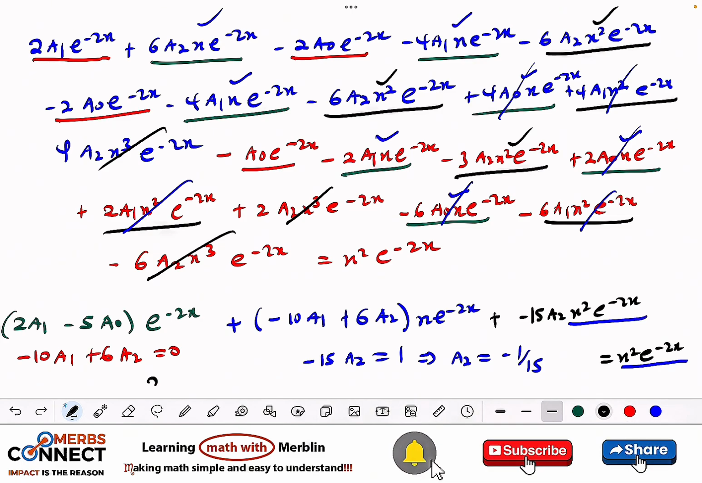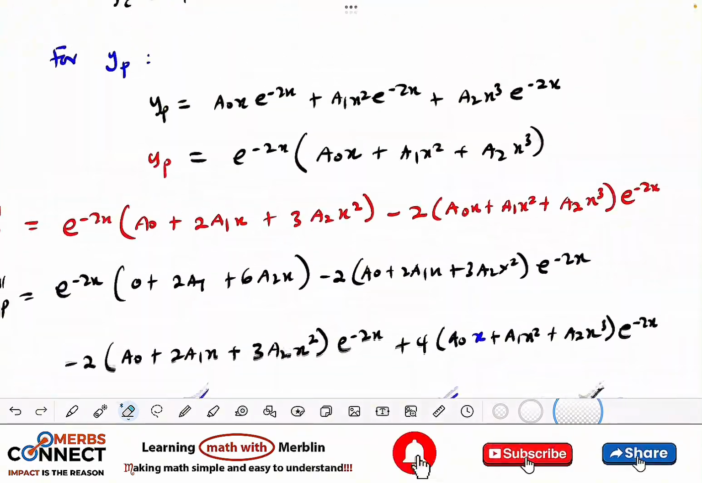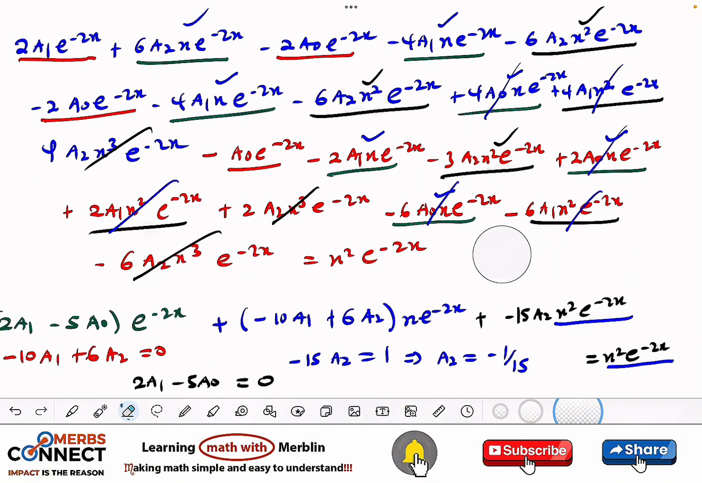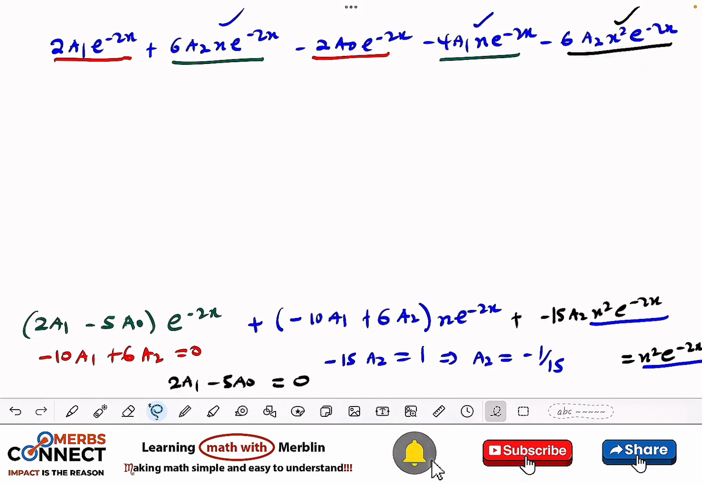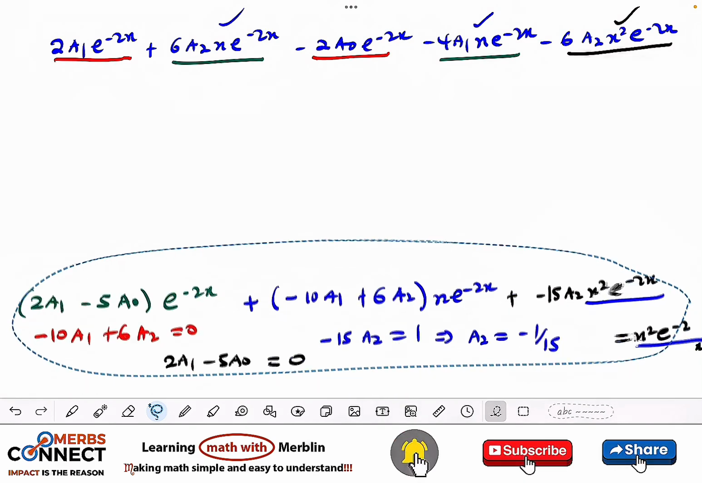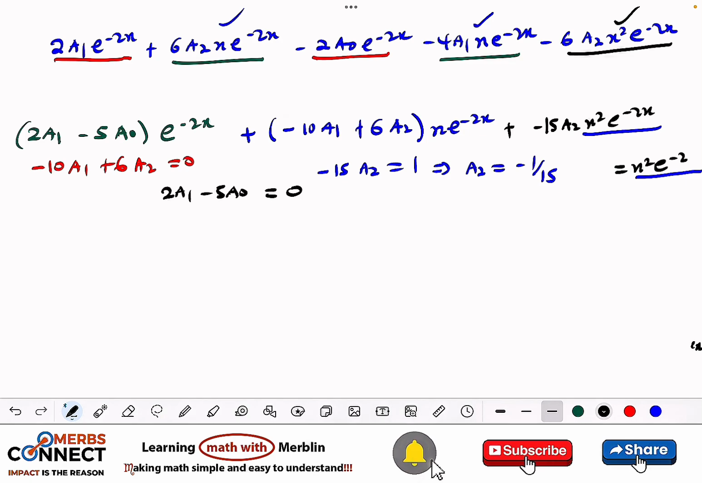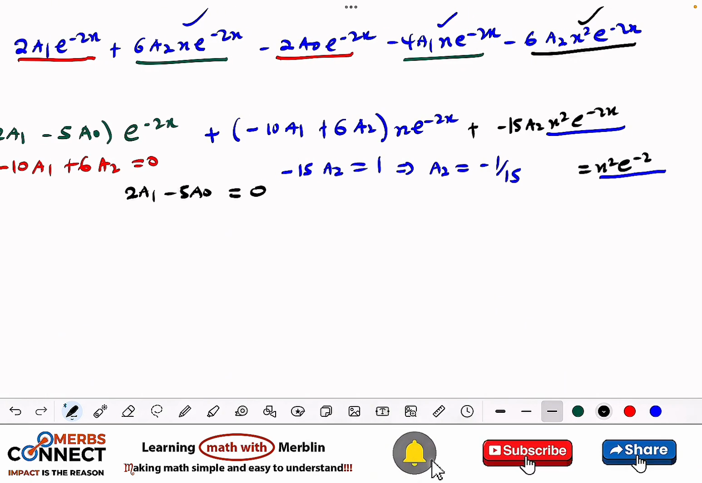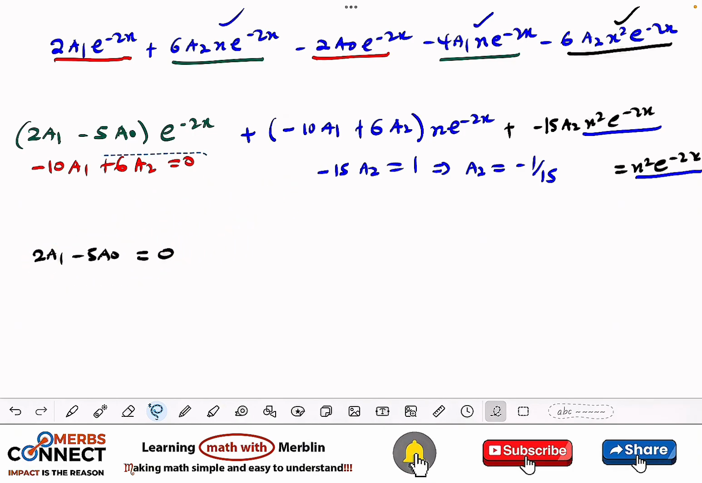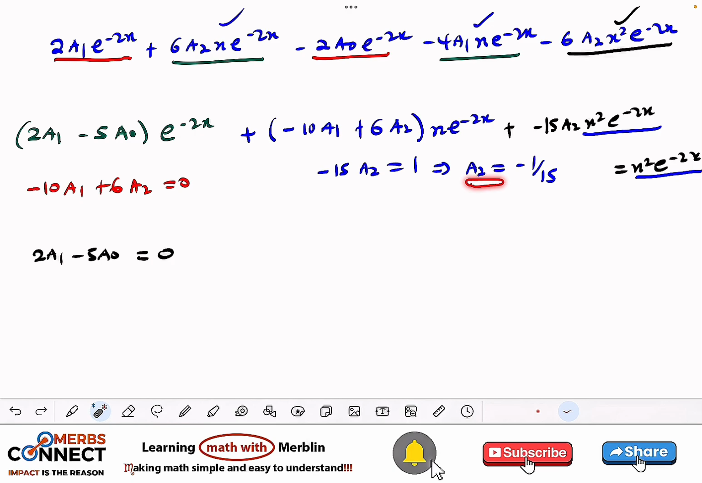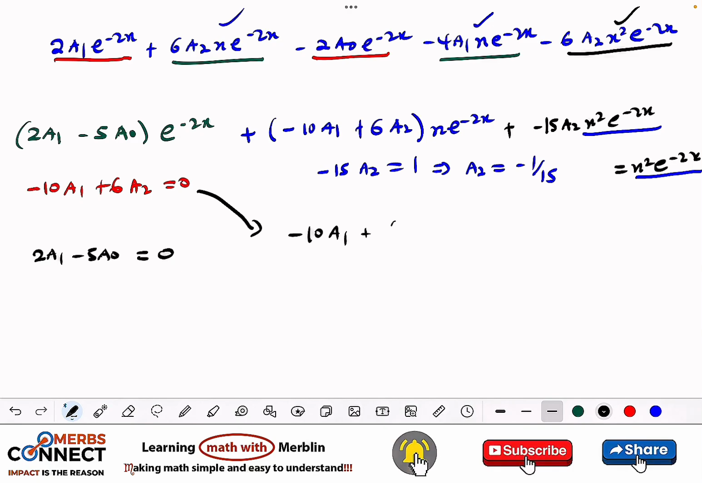So I'll clean the board and then, so 2a1 minus 5a0 is also equal to 0. So let me clean the board a bit so that we can shape things up and then we'll be done. Now that we have this one equal to 0 and this one too equal to 0, now we have a2. So we can use a2 to find a1. So this implies that minus 10a1 plus 6 times 1 over 15 is equal to 0.